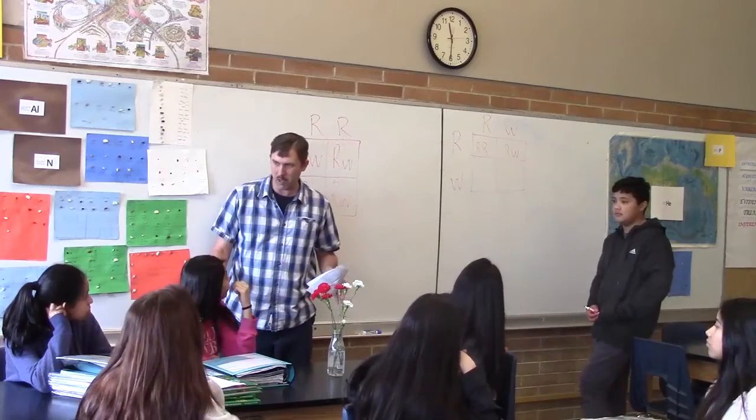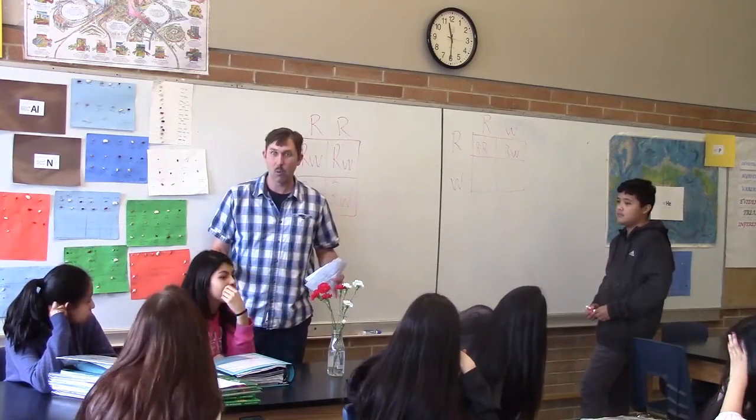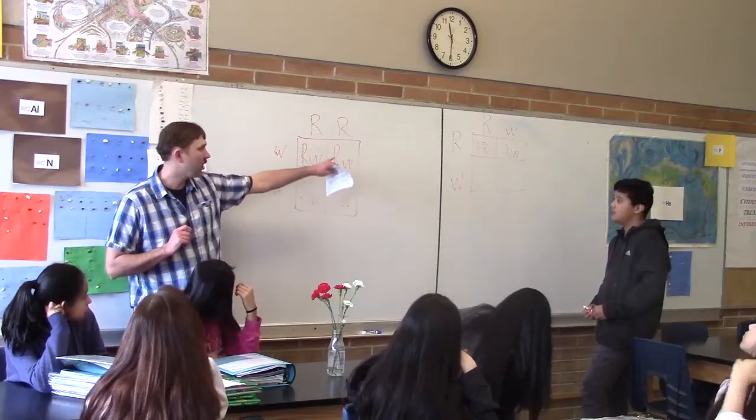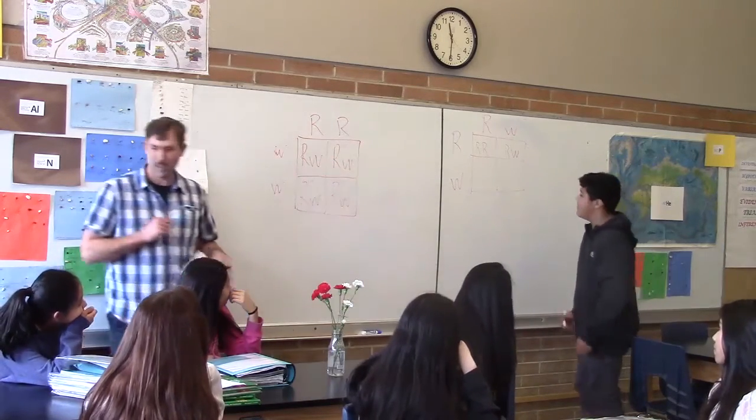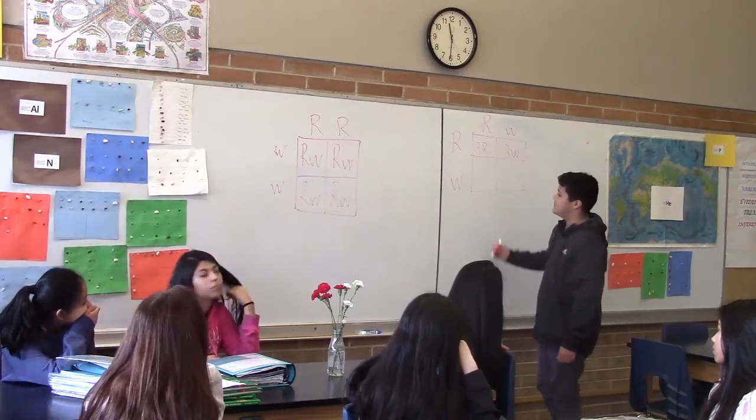Trait. Does everybody remember what our dominant trait is? Red. So, what color flower is that? Red. Okay, now do the bottom row for me. And I'll go ahead and get our lab activity.